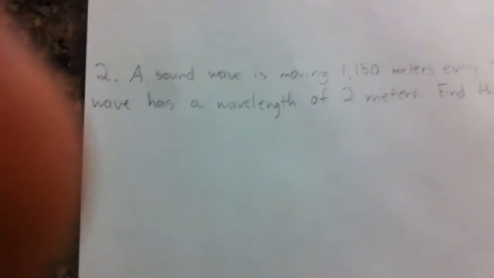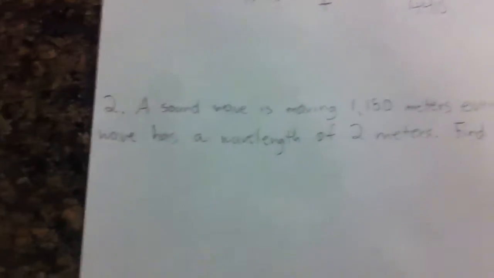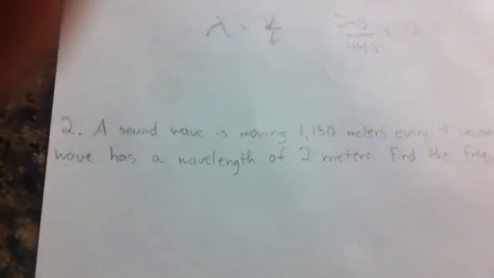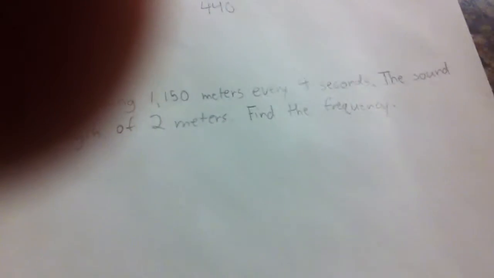So let's do another one. A sound wave is moving 1,150 meters every 4 seconds. The sound wave has a wavelength of 2 meters. Find the frequency. So this is essentially the same problem. All that we have to do is first find the velocity, then we can find the frequency because we already have the wavelength.